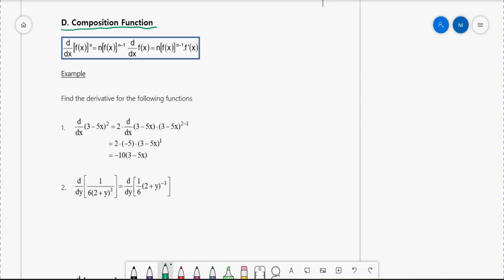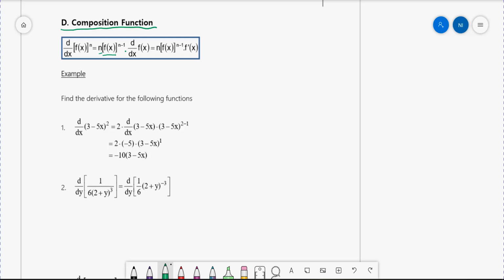Which means we have the function f(x) to the power of n. Differentiate f(x) to the power of n with respect to x. It will be, first bring the power forward, and then rewrite the function itself, but the power needs to be subtracted by 1. And then multiply with the derivative of the function itself. Okay, for example, find the derivative for the following functions.